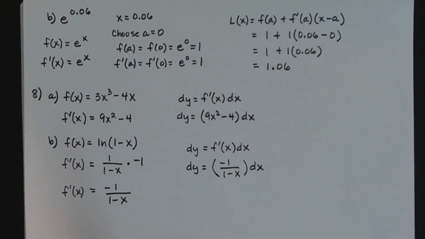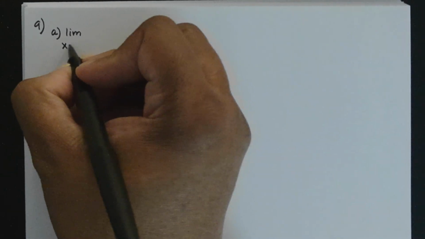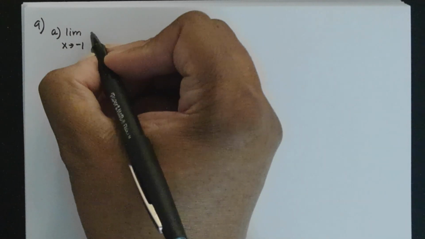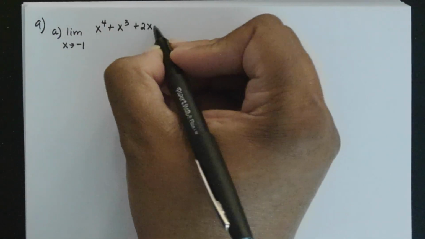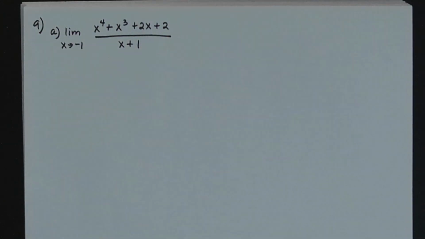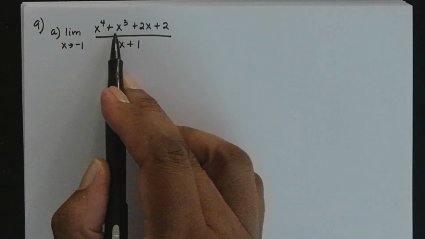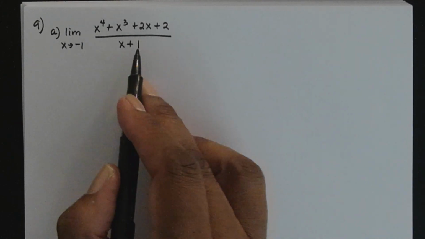Okay, problem number 9 deals with L'Hopital's rule. So here we've got the limit as x approaches -1 of x to the fourth plus x cubed plus 2x squared plus 2, all divided by x plus 1. Now, if I was to use direct substitution, I would get a 0 in the numerator and a 0 in the denominator. I'm going to get an indeterminate form, 0 over 0.